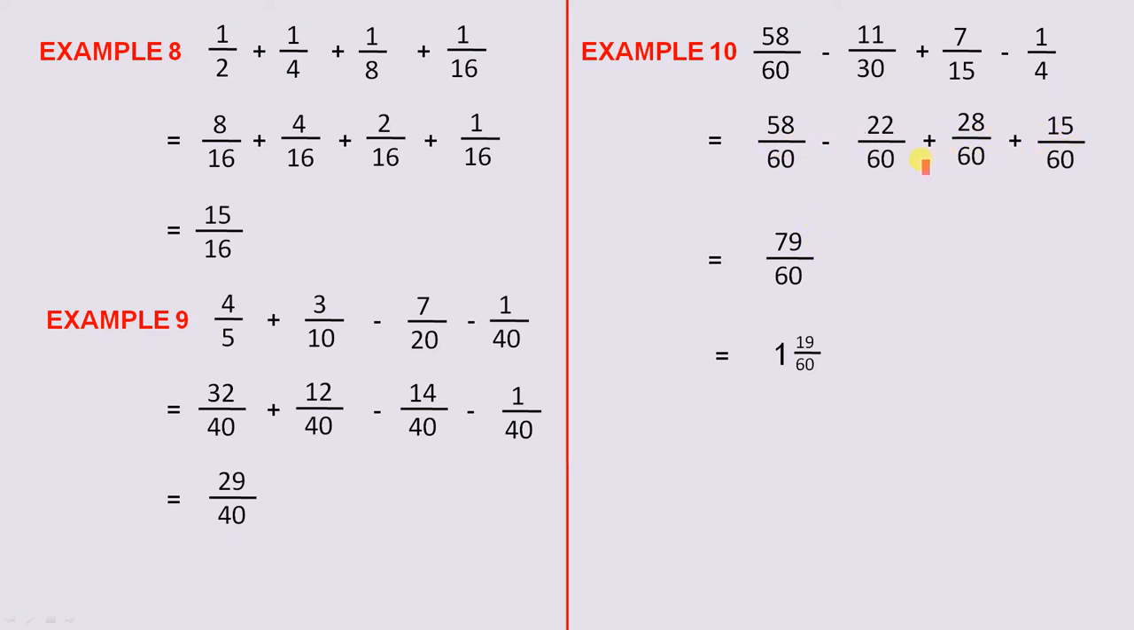All denominators are the same. So 50 minus 22 plus 28 plus 15 gives us 79. 79 over 60. 60 into 79 goes once, and 19 left over. So the answer is 1 and 19 over 60.